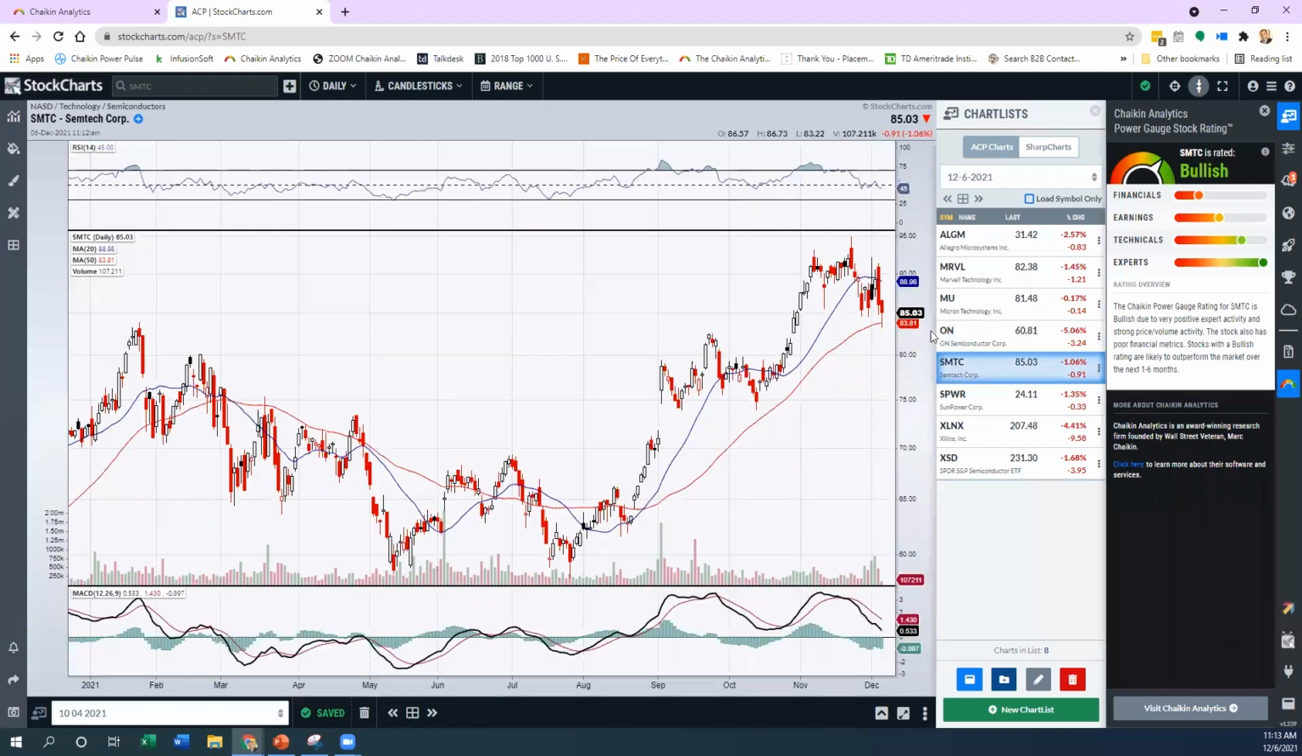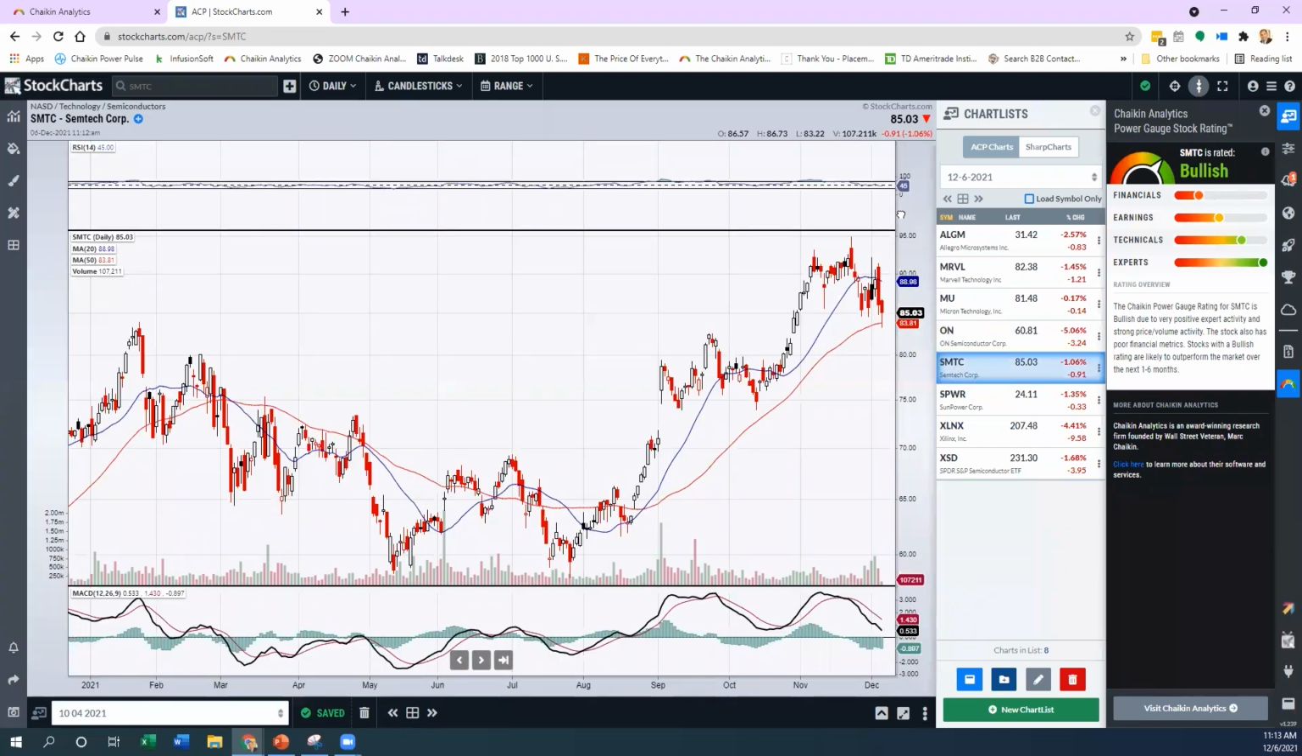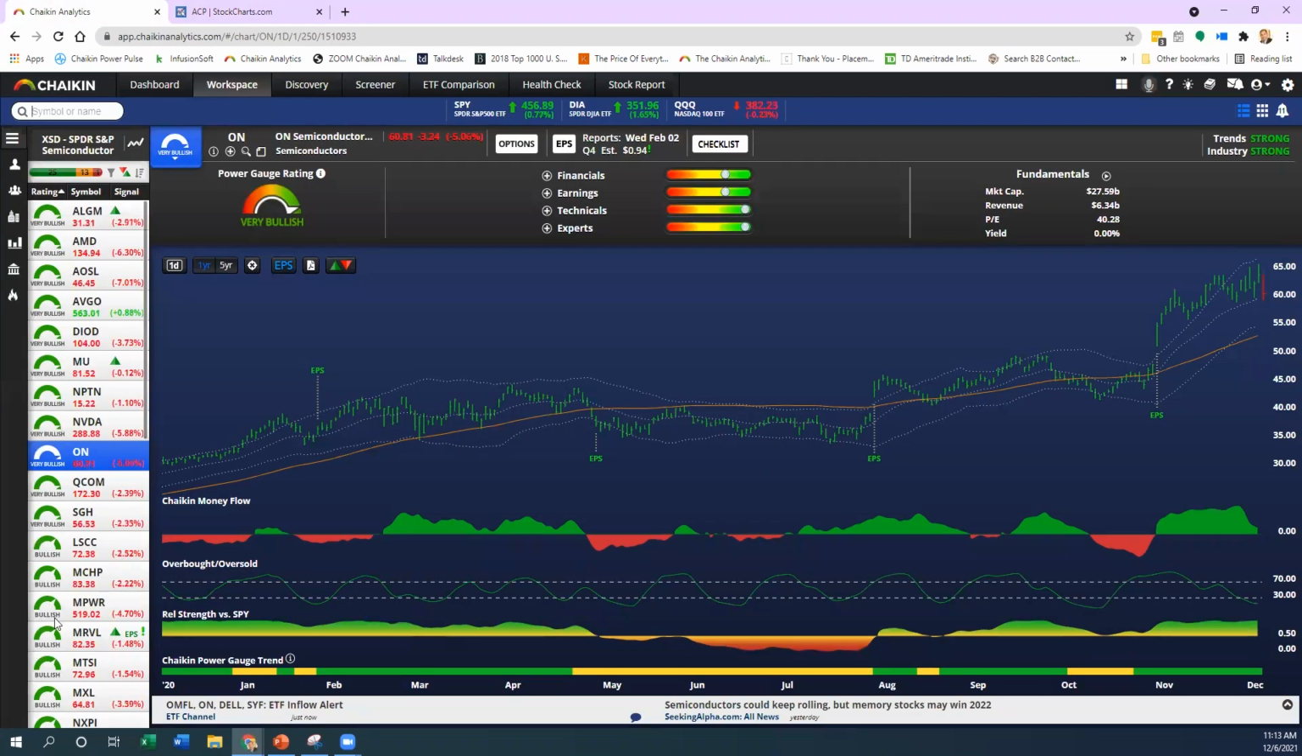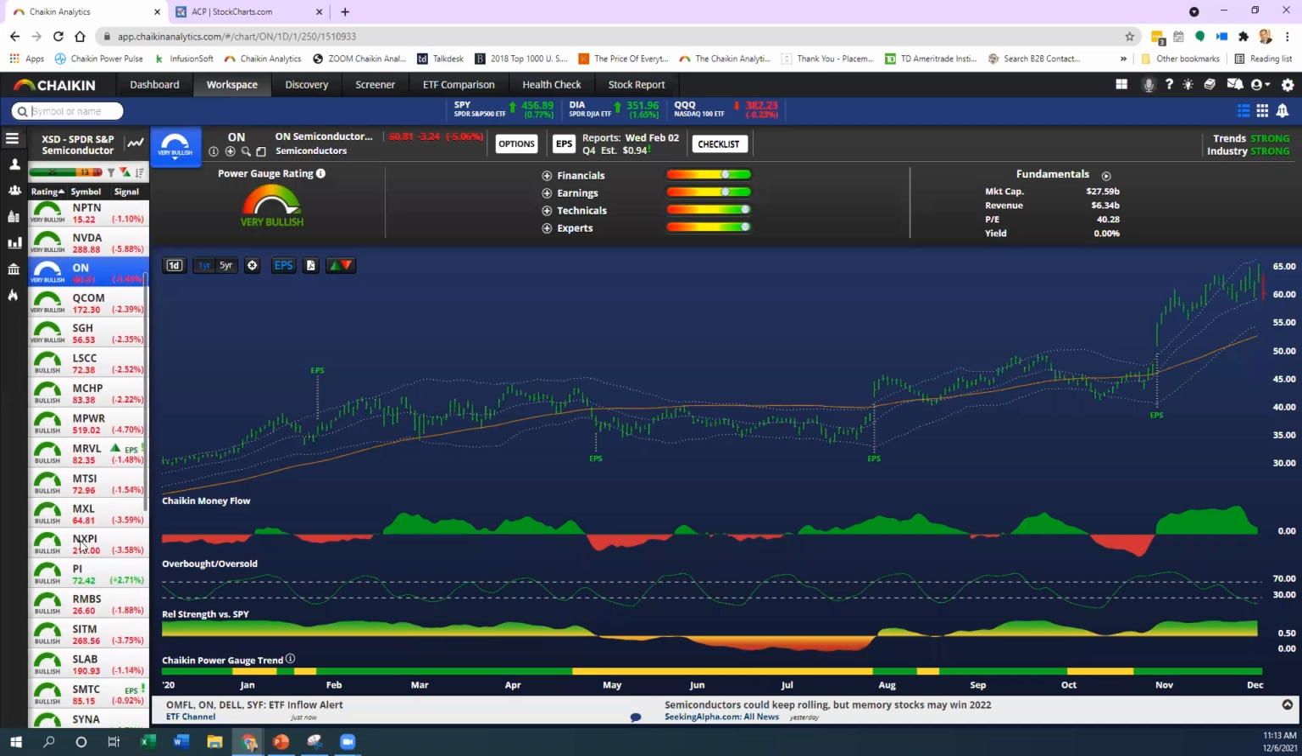SMTC is another one here, bullish name. And this was one of those where we had a pretty good indication of relative strength changing back here between August, September, and October with a pullback, and then another setup even higher. So it's doing it again. It's a little deeper this time. We still have a bullish rating on it, but let's look at our chart and see what is set up here on SMTC.